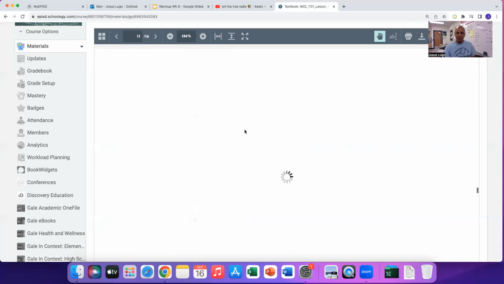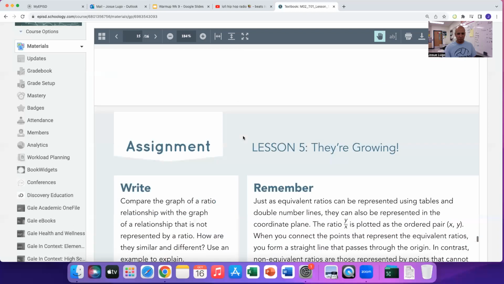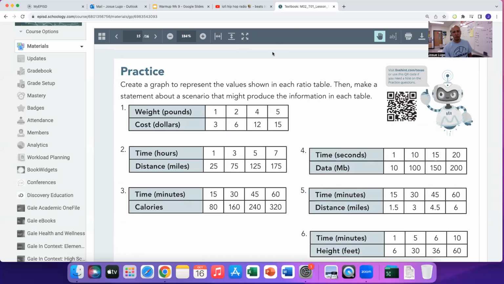So if we look at the assignment that goes along with this, you are given a whole bunch of tables. For example, this first one. We have weight in pounds and cost in dollars. So we see that as weight goes up, this is my X, the cost in dollars is going to go up as well. So you would have to match this with a graph where it has these points where X is 1, Y is going to be 3.